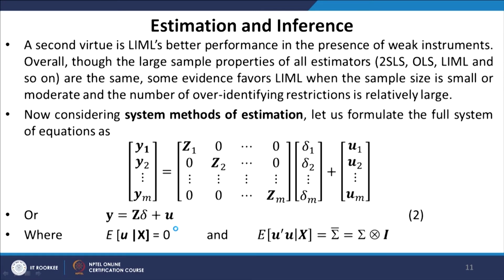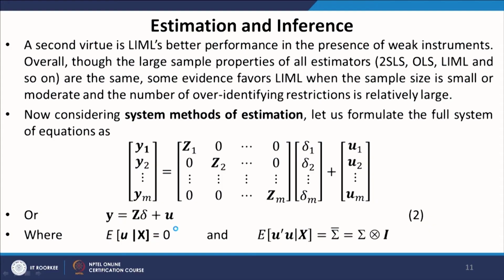The second virtue is LIML's better performance in the presence of weak instruments. Overall, though the large sample properties of all estimators, that is 2SLS, OLS, LIML and so on, are the same, some evidence favors LIML when the sample size is small or moderate and the number of over identifying restrictions is relatively very large. Then it is possibly observed that LIML gives us better results.